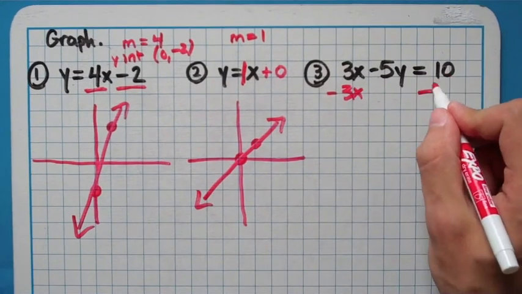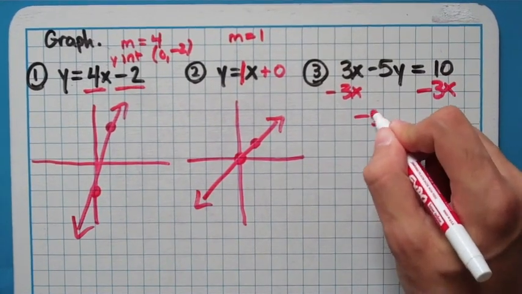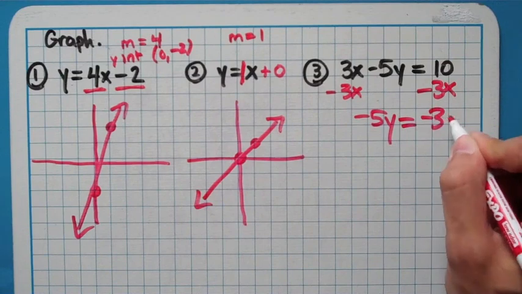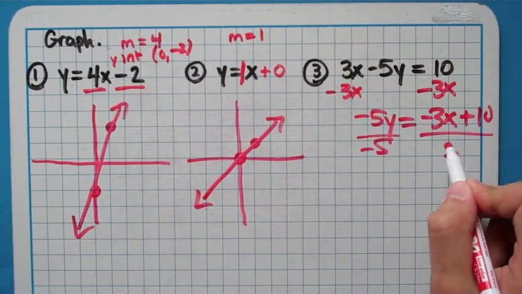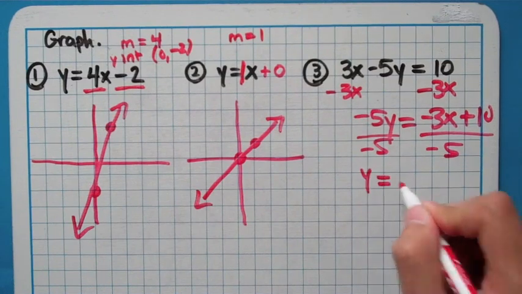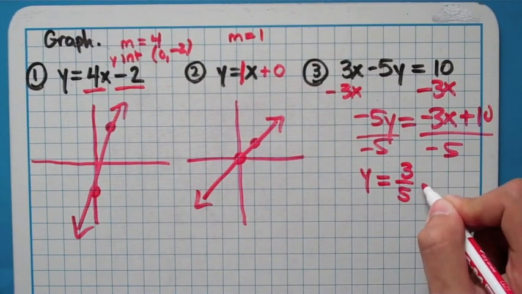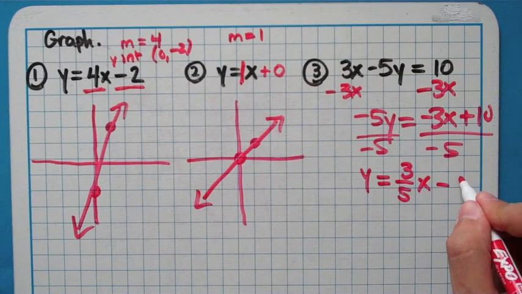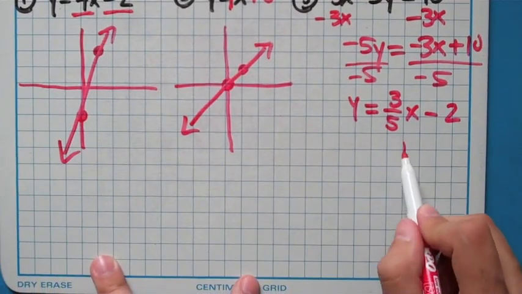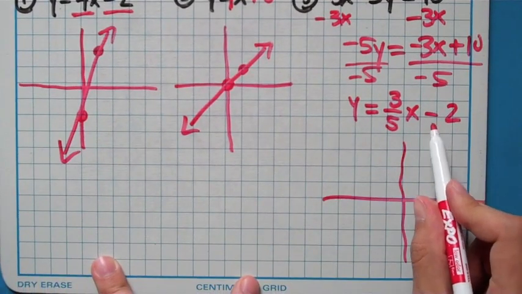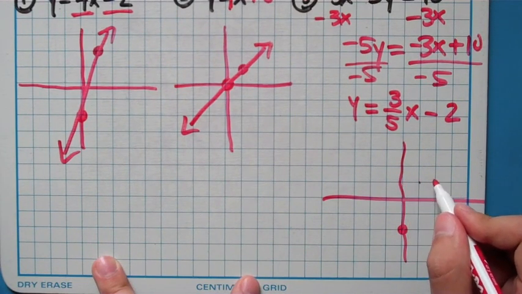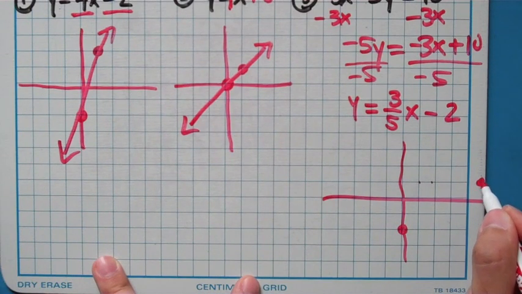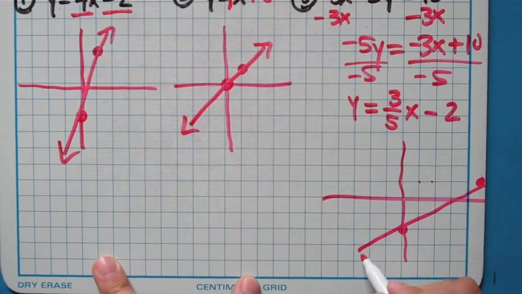I'm going to subtract my 3x, get negative 5y equals negative 3x plus 10. And I'm going to divide both sides by negative 5. So I get y equals 3 over 5, positive x, and then minus 2. So my graph has a y-intercept at negative 2. That's down here. And my slope is 3 over 5. I can go up 3 over 5. And then I just make my graph.